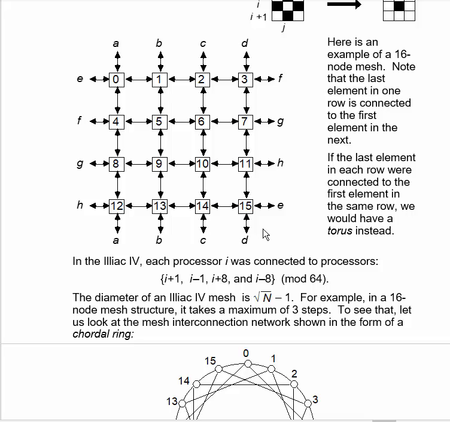The diameter of a mesh is the square root of n minus 1, and I think you can see that here.